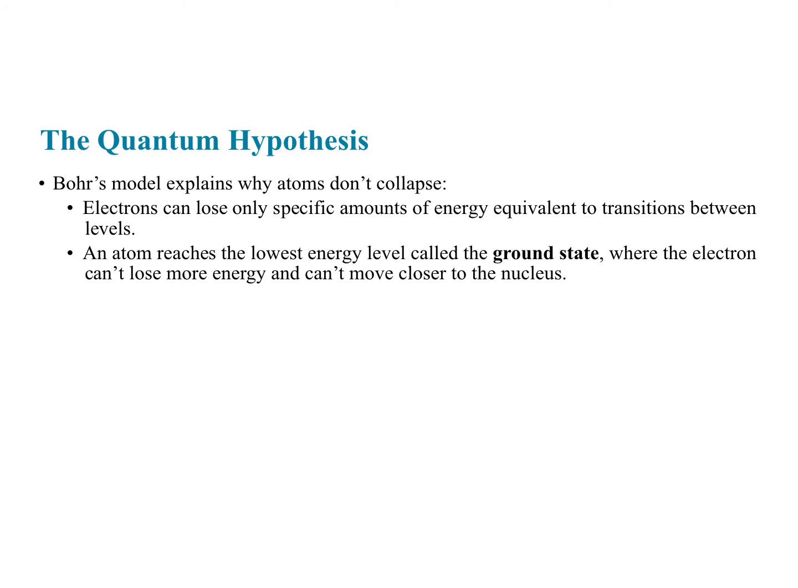And what Bohr said was that if the electron is bound to an atom, that rule that vibrating or accelerating charges emit light doesn't apply. Instead, electrons can only lose specific amounts of energy when they make transitions to lower energy levels. And when an atom reaches the lowest energy level, which is called the ground state, the electron cannot lose any more energy than that, and it can't move any closer to the nucleus. That's why electrons don't spiral into the nucleus and atoms don't disintegrate or blow up or whatever.